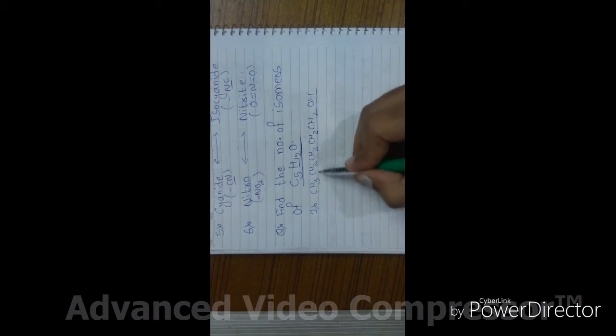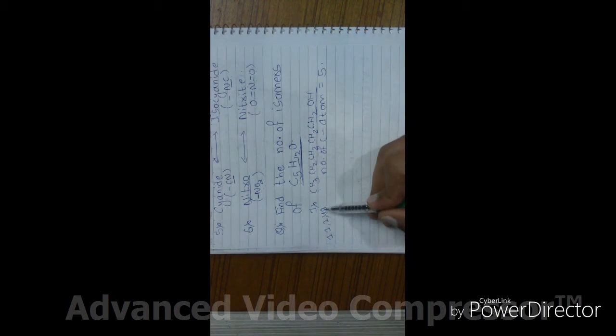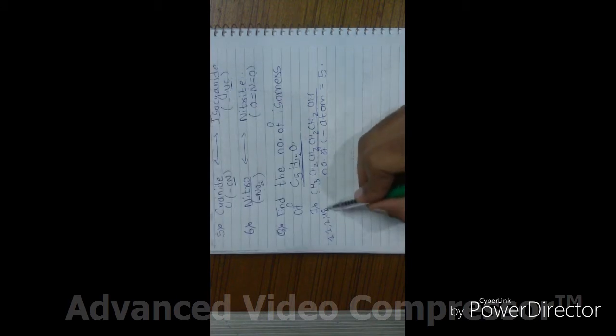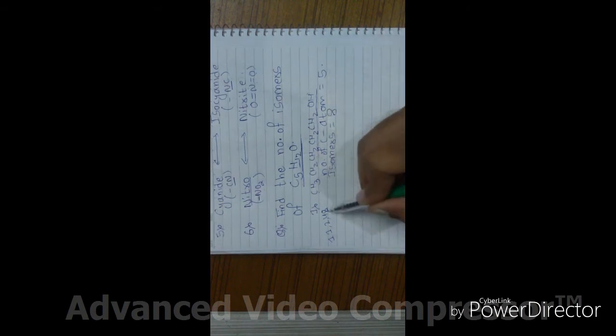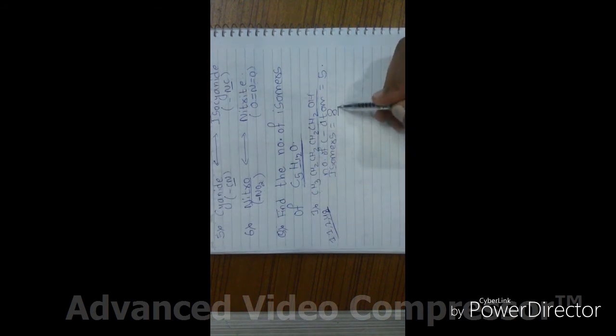So here count the number of carbon atoms. Number of carbon atoms equals 5. So we have to remember that rule, 11248. If the number of carbon atoms is 5, 1, 2, 3, 4, 5, then isomers equal 8. We have to remember this rule. And so now the alcoholic isomers of this molecular formula are 8.